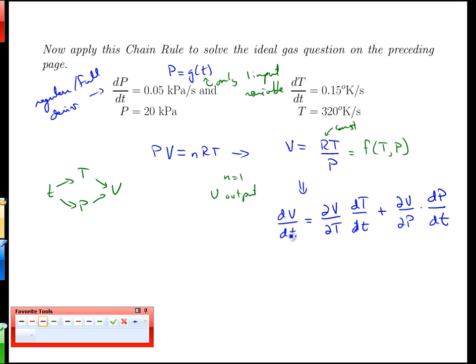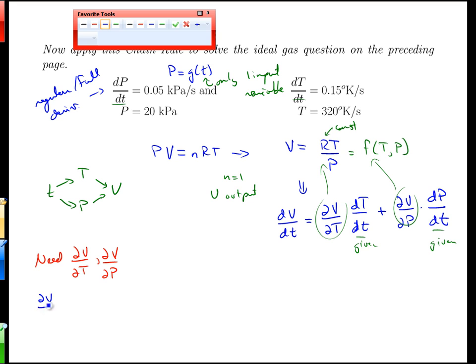Once we have all this information, what do we do? Well, we can determine all these values. In fact, some of them are given. We've been given these rates here, that rate there. And this partial derivative is going to come from our formula by differentiating it. So let's focus on that. We need to find the partial derivative of volume with respect to temperature and partial derivative with respect to pressure.